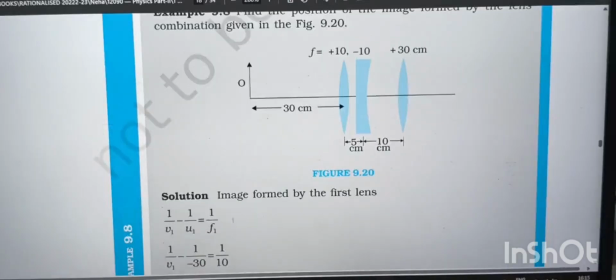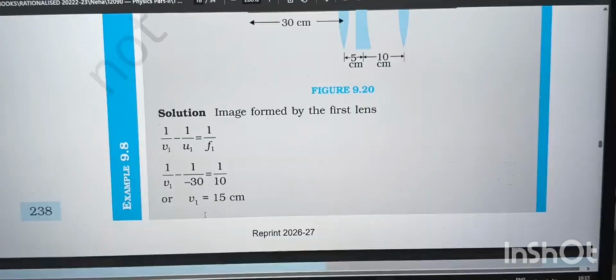So for the first lens, we are writing f1, v1, u1. v1 we don't know, where the image is forming by the first lens. And u1 is 30 centimeters, where the object is placed, that is given. Because it is towards the left, the object distance should be taken as negative according to the sign convention. And focal length, because it's a convex lens, you will consider positive. In exam they might not give these signs, so keep in mind this is a convex lens, meaning positive focal length. Then by interchanging this and taking LCM, we get v1 as 15 centimeter.